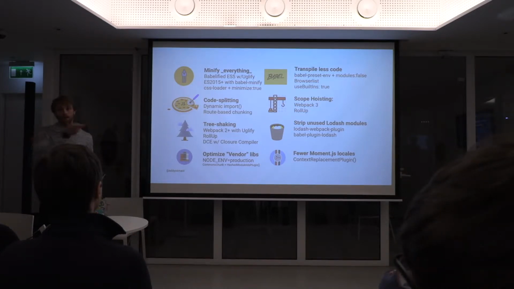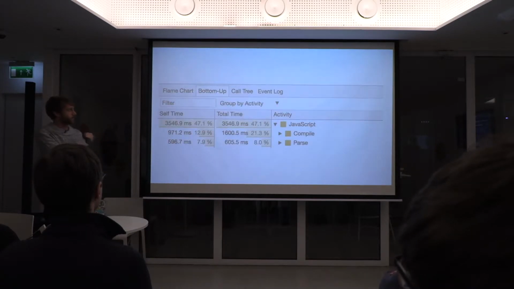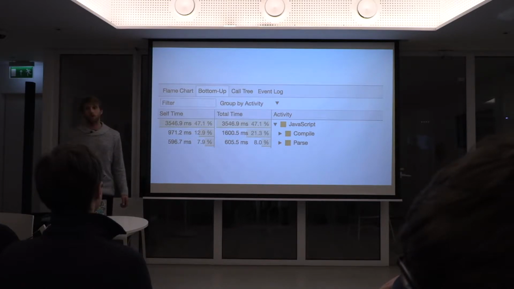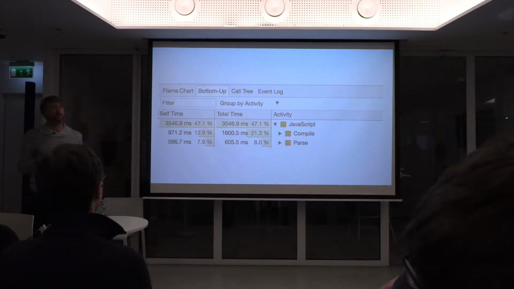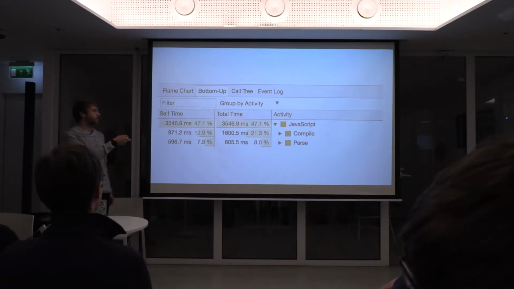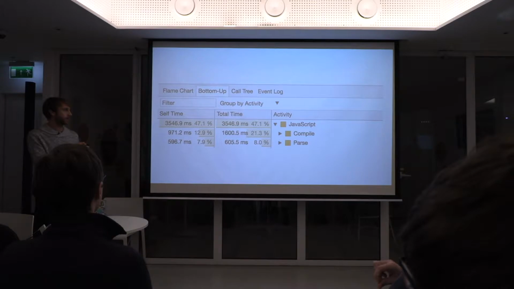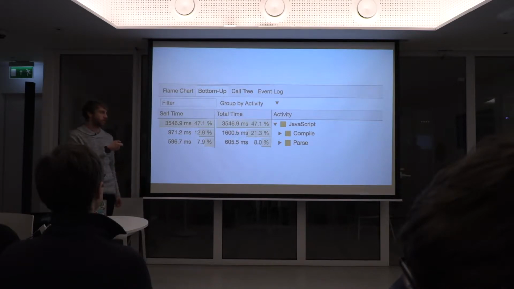Has anybody seen this screen before? This screen is called Bottom-Up. It's one tab out of the whole Performance tab under Chrome DevTools, and specifically this Bottom-Up tab can show you a really interesting thing about JavaScript. You can get the whole time that JavaScript used out of the total load time, but you can also see the breakdown of the compile and parse out of that whole time measurement.